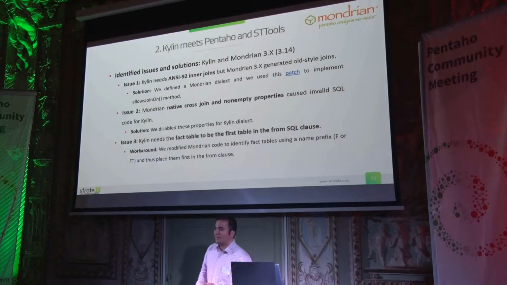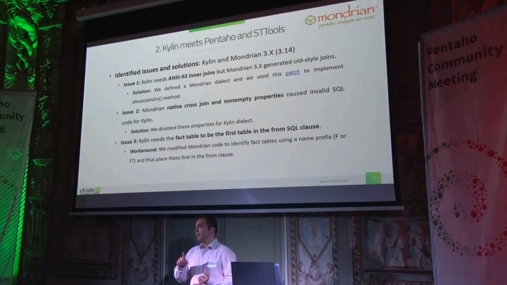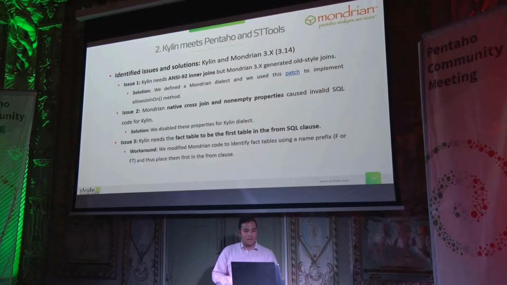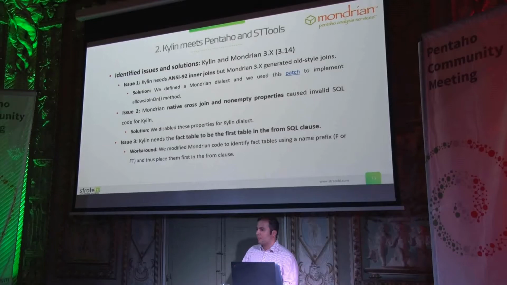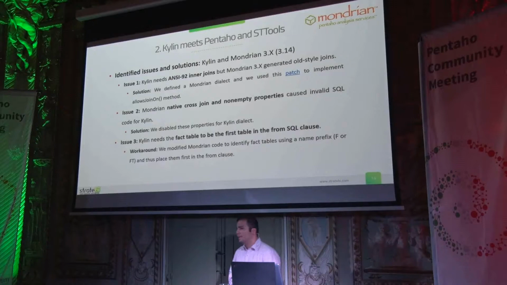What are the issues we discovered? Well, such as ANSI joins: the old style joins are not supported by Kylin, so we have to implement code for our join method. Moreover, native and non-empty cross joins were not supported by Kylin, so we have to disable these properties and define a Kylin dialect with Mondrian.